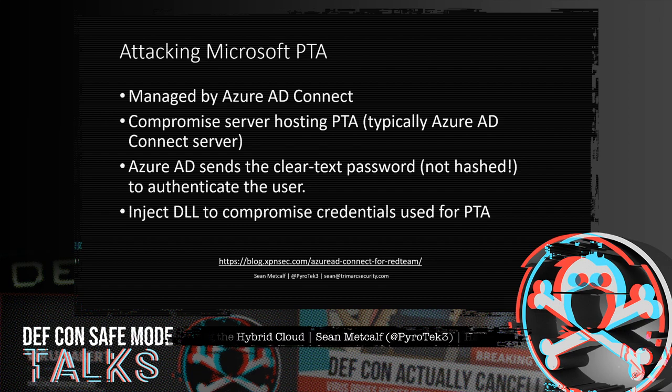Azure AD Connect PTA component is going to check and validate the username and password with Active Directory, then send back the status to Azure AD for that. So Adam identified that you could inject a DLL to compromise the credentials that were used for PTA and then have those credentials for anyone that was using PTA.